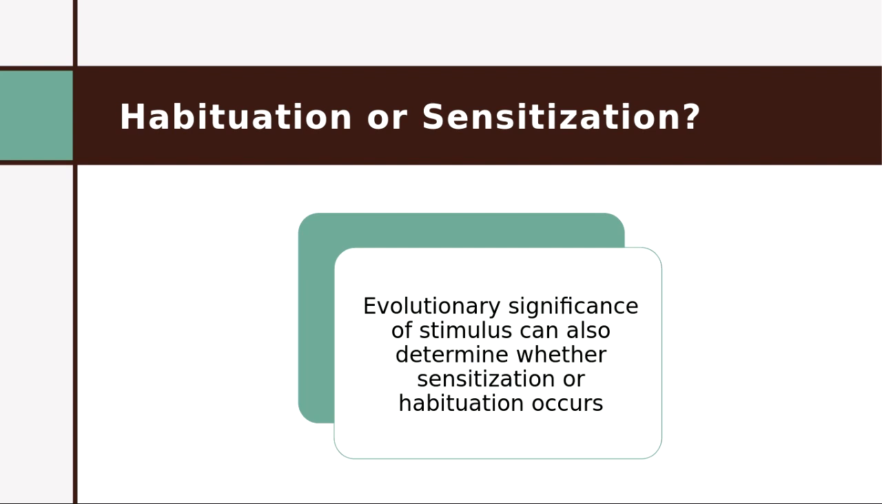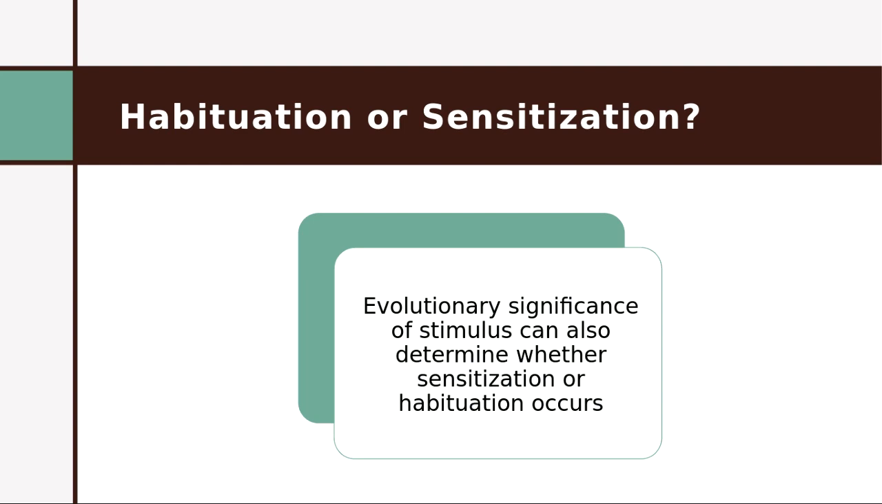Something that also plays into whether we habituate or sensitize is the evolutionary significance of the stimulus. So take two stimuli that are at the same level of intensity. Take the smell of garlic and onions, which would be a high intensity smell, and also the smell of rotting meat, which is also a high intensity smell. We're more likely to habituate to the smell of garlic and onions and more likely to sensitize to the smell of rotting meat. And why is that?